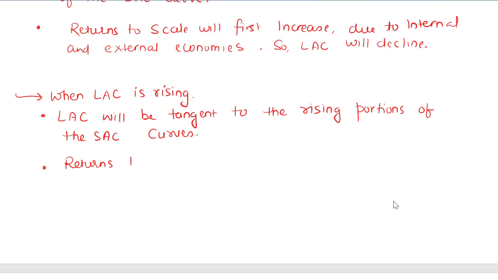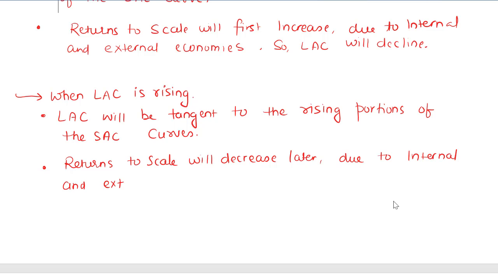Just write returns to scale will decrease later due to internal and external diseconomies. So, long run average cost curve LAC will rise.